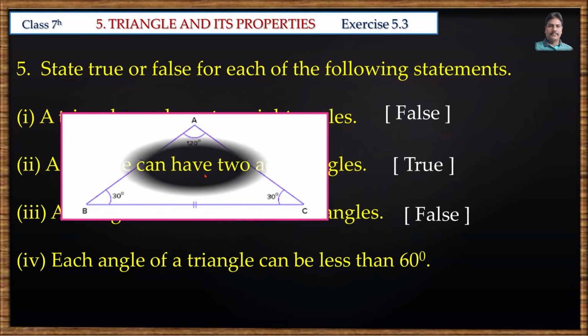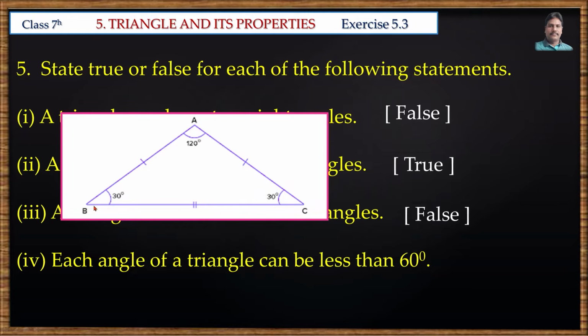See this example. Here angle B is 30 degrees and angle C is 30 degrees. Both are less than 60 degrees. But angle A is 120 degrees. It is greater than 60 degrees. So it is not possible to have all the three angles as less than 60 degrees.